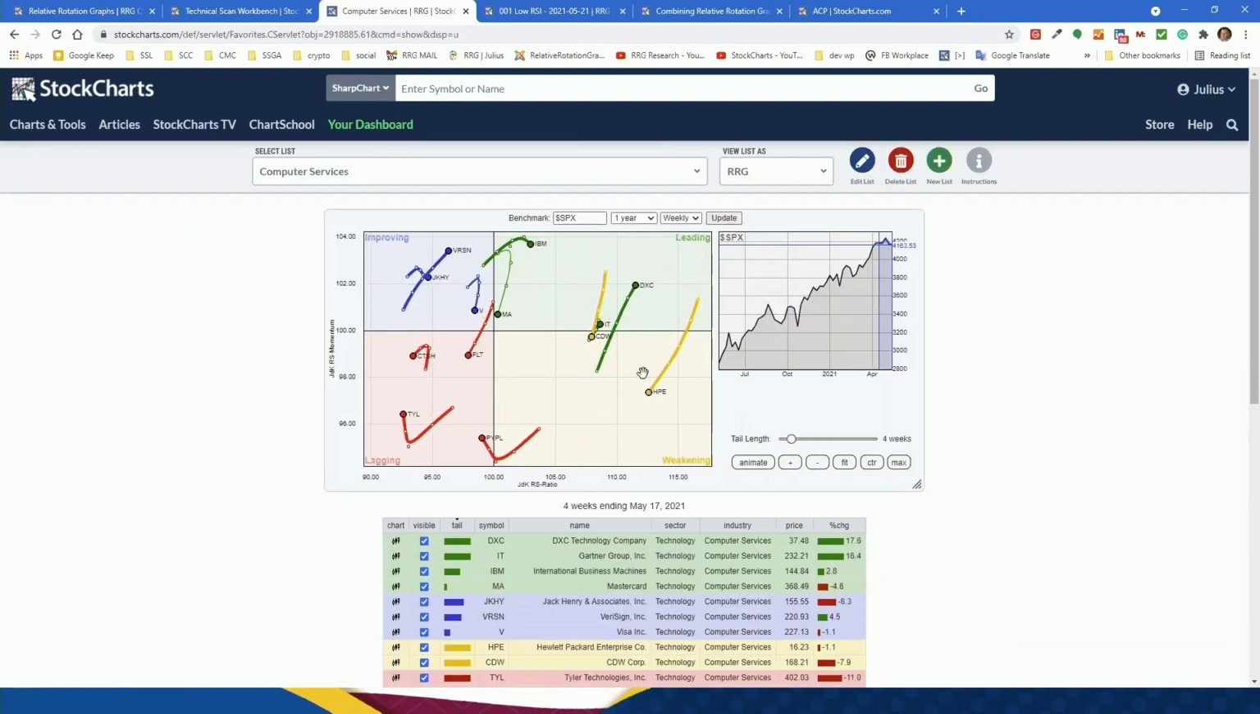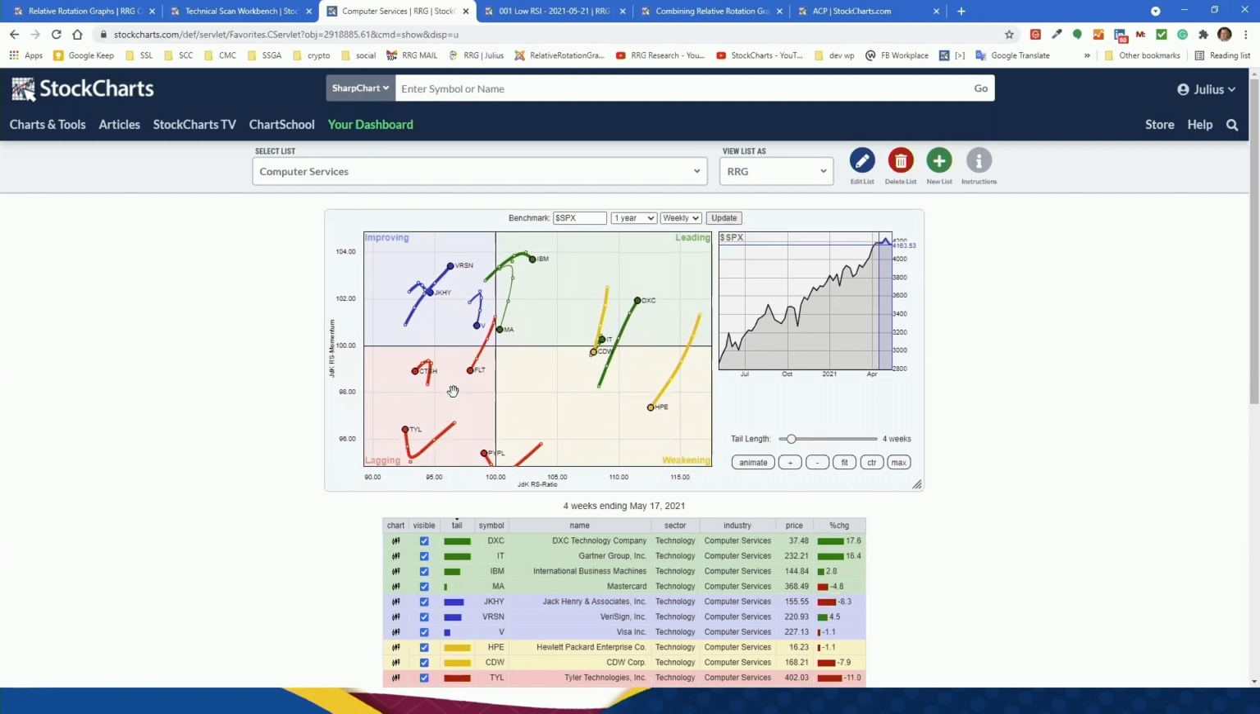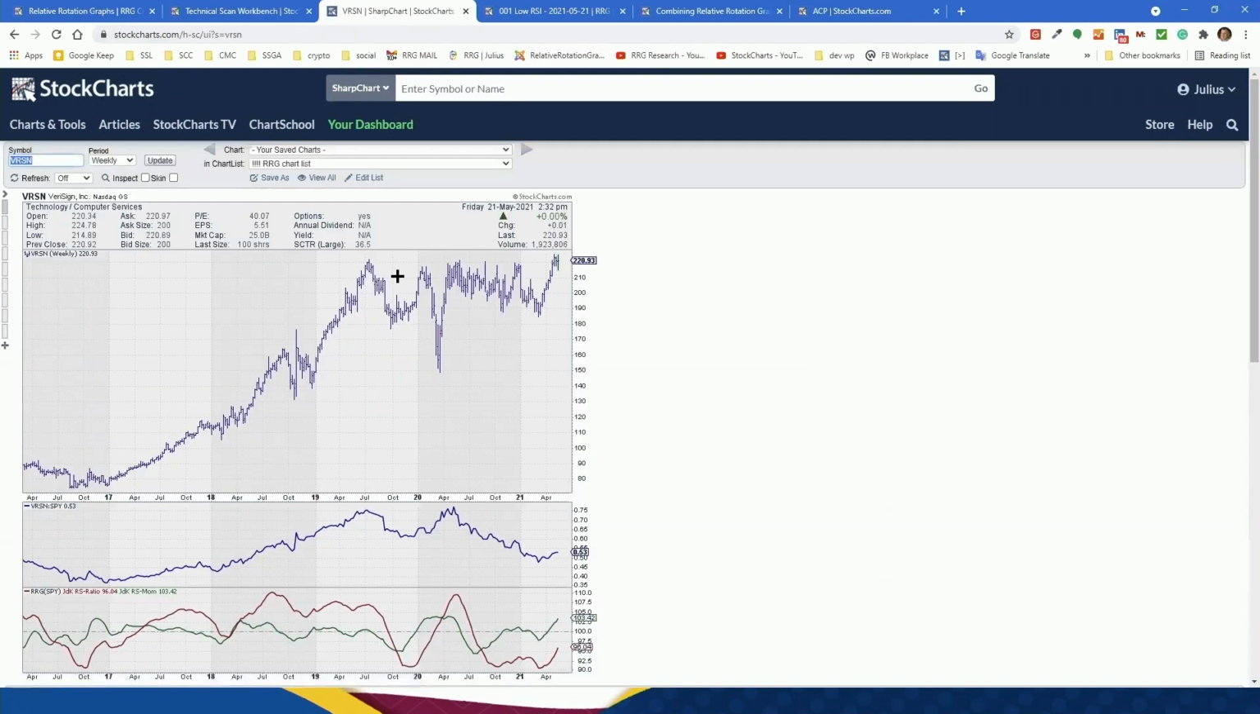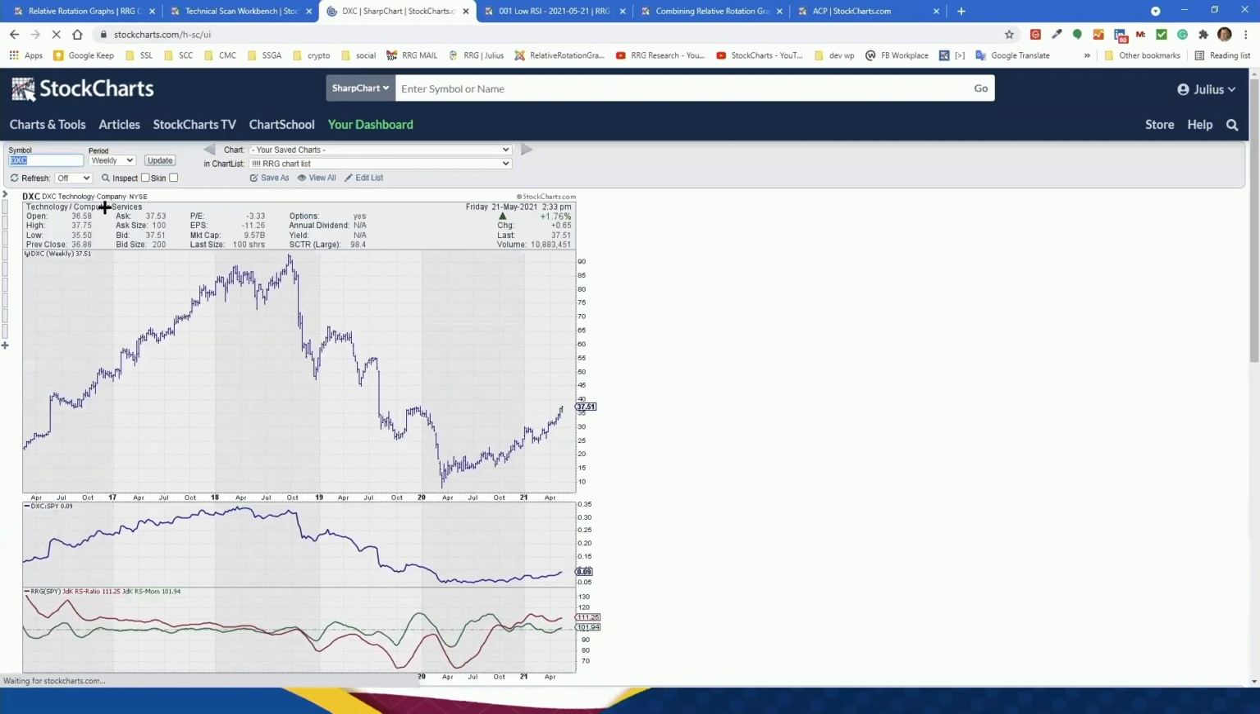And see that at first glance, VRSN and DXC are stocks that I really like. And then you can go and plot them normally on sharp charts as well. VRSN, look at it, and then, wow, this is pretty cool. It's pushing against an all-time high. Relative strength seems to be turning around. RRG lines are doing well. Nice pick. Or DXC, that's the other one.